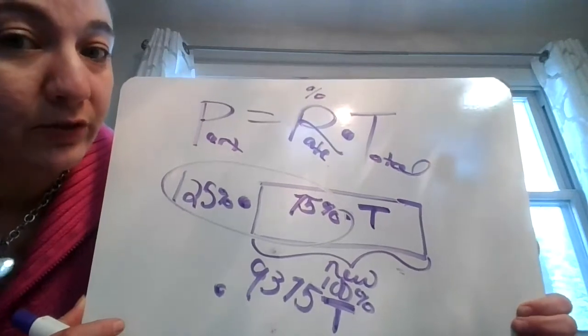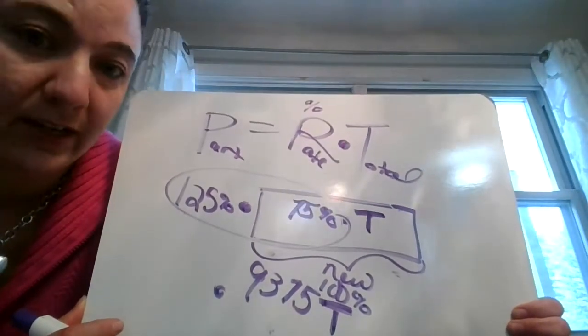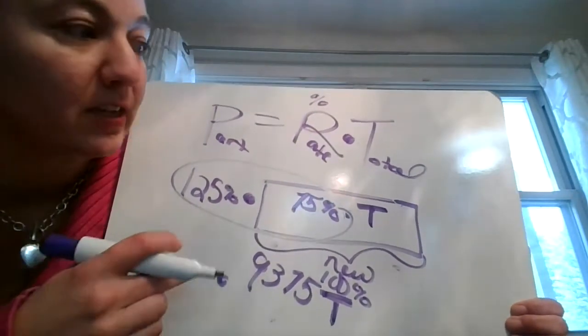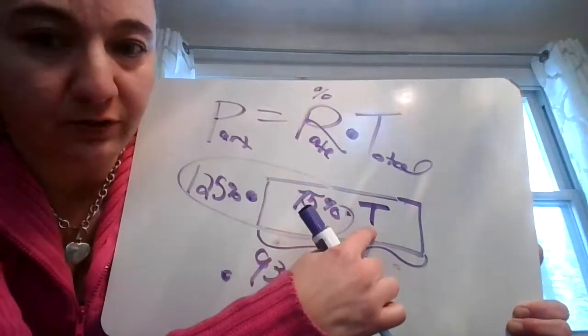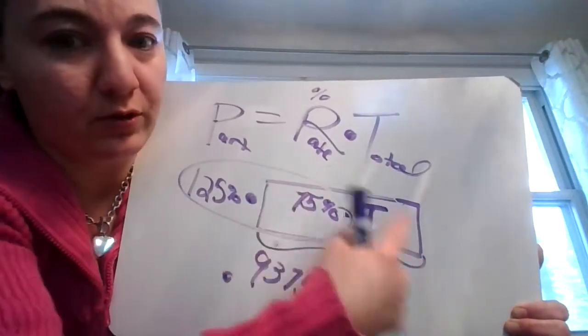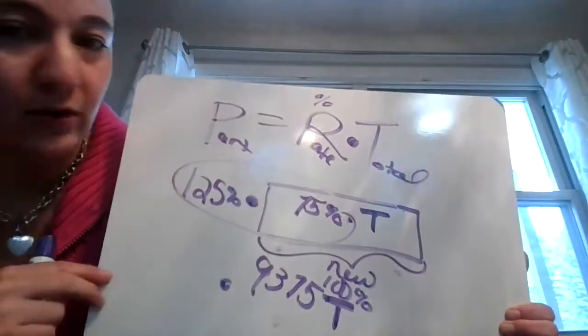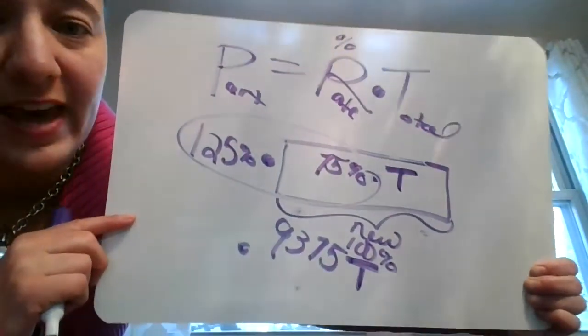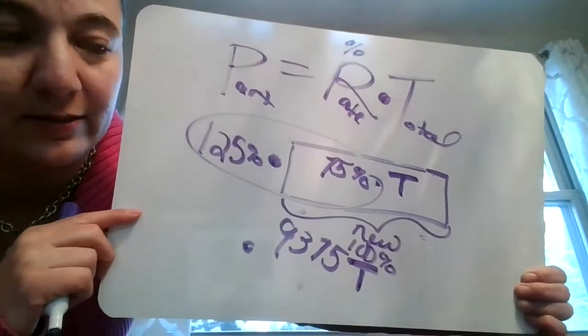Not the 100 you probably thought from losing 25 and gaining 25 because they're based on different totals. This is the first total. This is the new total. Okay, so, and that is expressions, and that is as hard as it gets.